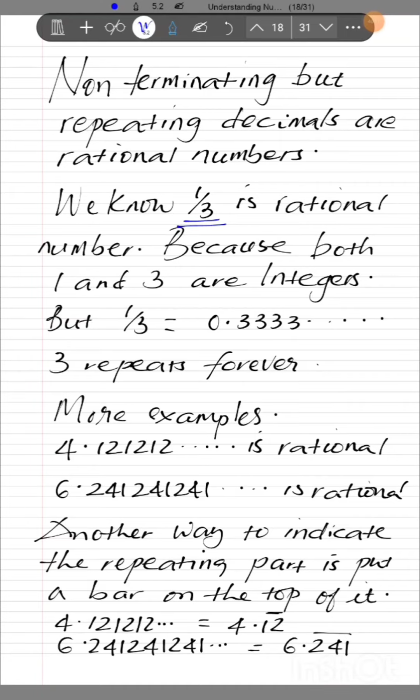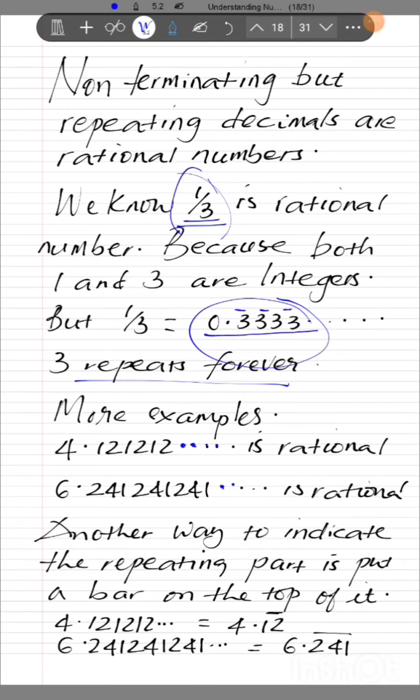So this is rational. Now, when we divide 1 by 3, actually, we are going to find 0.33333. This is non-terminating, but repeating the number 3 all the time. 3 repeats forever. This 0.3333, as it is repeating, it is rational because it can be expressed as a fraction of two integers. We will see more examples on that. 4.121212. This is non-terminating because there are dots here, but it's repeating. Because it is repeating, it is rational. 6.241241. It is repeating, so it is a rational number.